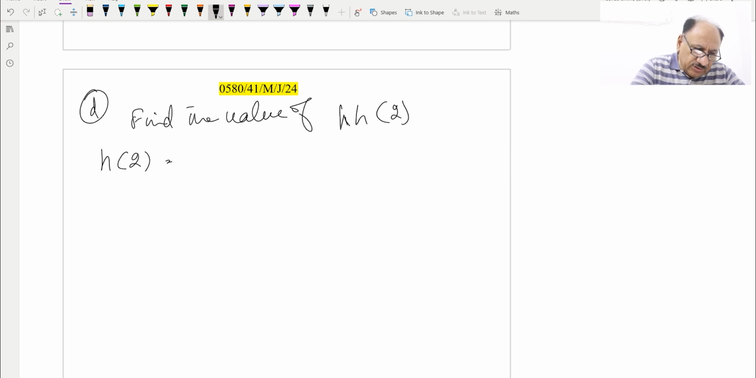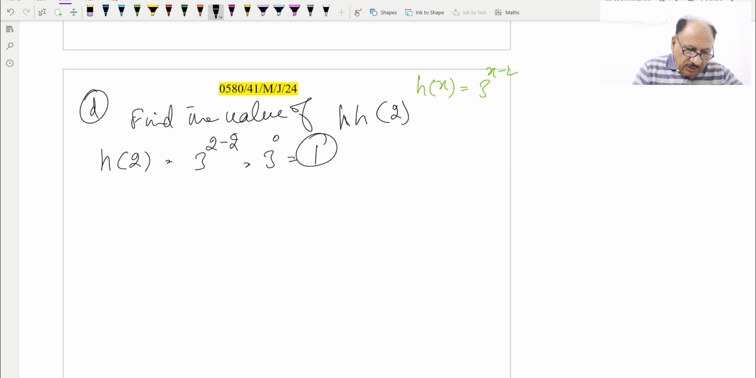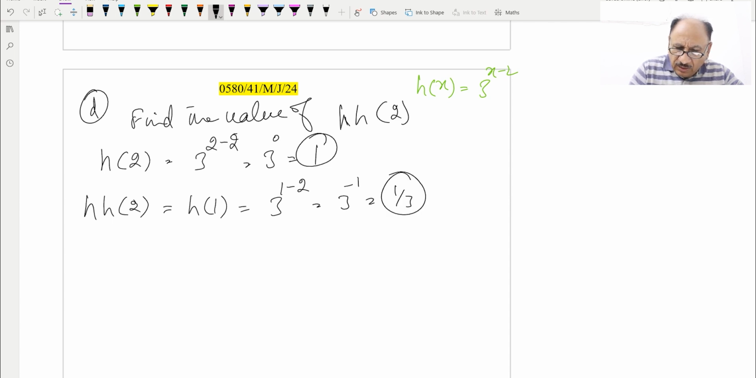We know h of x is given, which is 3 raised to the power x minus 2. So we can use this, and this will be 3 raised to the power 2 minus 2, which is equal to 3 raised to 0, which is 1. So 1 will be h of 2. Now we need h of h of 2, and this portion we know is equal to 1. So we can write it as h of 1, and this will be 3 raised to the power 1 minus 2, which is equal to 3 raised to minus 1, which we can write as 1 by 3, and this will be the answer for 2 marks.